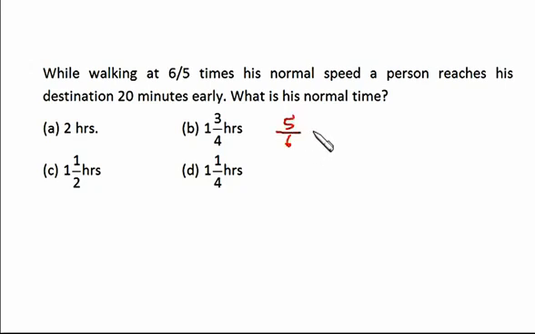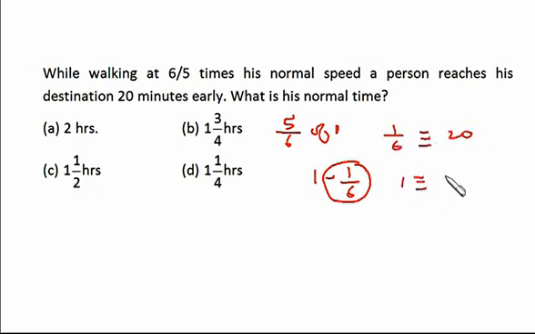Okay. 5/6 of 1. That means he'll be taking 1/6 less from normal. Now this 1/6 is what? In this case it is 20 minutes, isn't it? Since he's taking 1/6 part less than the normal and he's getting 20 minutes early to his destination. That means this 1/6 is 20. So if 1/6 is equivalent to 20, 1 must be equivalent to 120. And 1 was his normal time. Okay. So his normal time is 120 minutes. That is 2 hours.